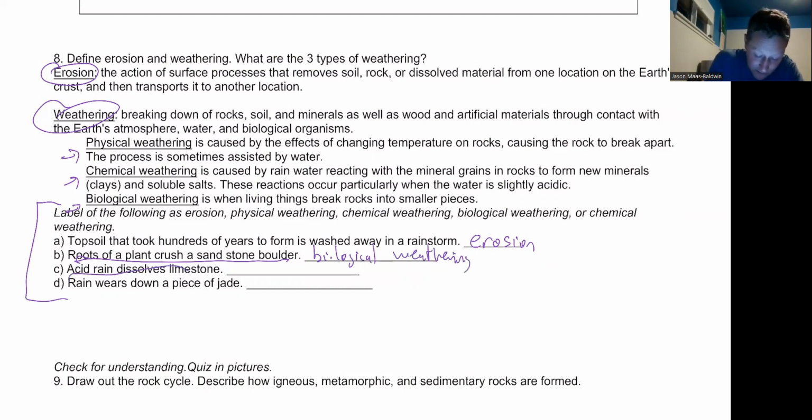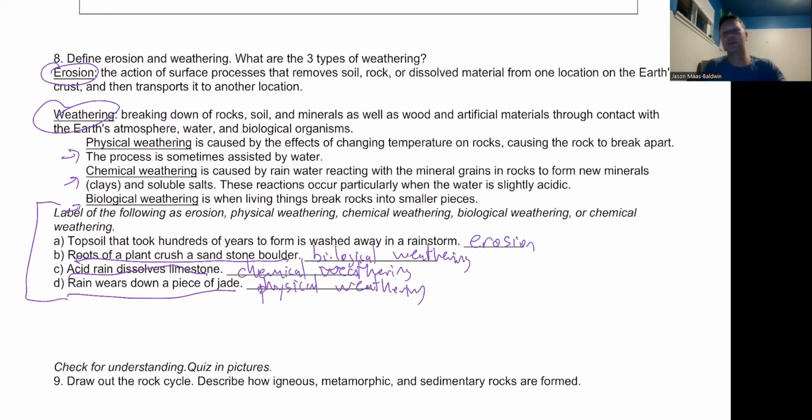Acid rain dissolves limestone. That's right. That would be chemical weathering. And then rain wears down a piece of jade. Let's see. Rain wears down a piece of jade. That would just be the raindrops breaking apart the piece of jade. That would be physical weathering.